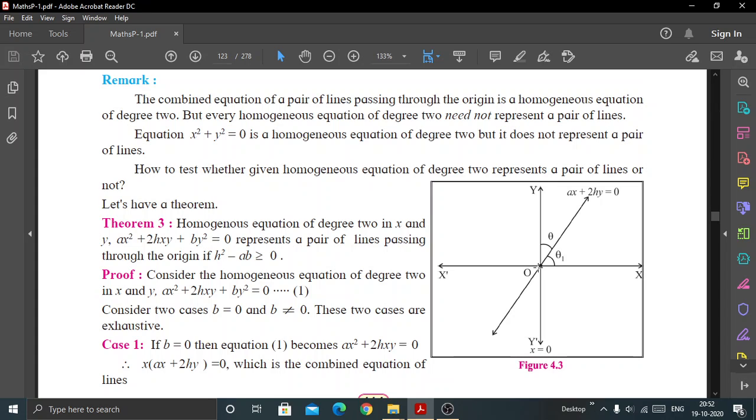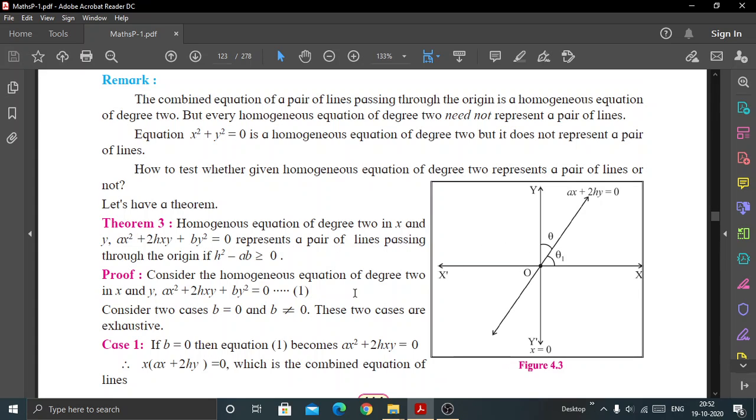Already we have discussed two theorems which are related to pair of straight lines. Today we are going to discuss the third theorem: homogeneous equation of degree 2 in x and y, ax² + 2hxy + by² = 0, represents a pair of lines passing through the origin if h² − ab ≥ 0. Proof for this theorem. Also observe the diagram here.